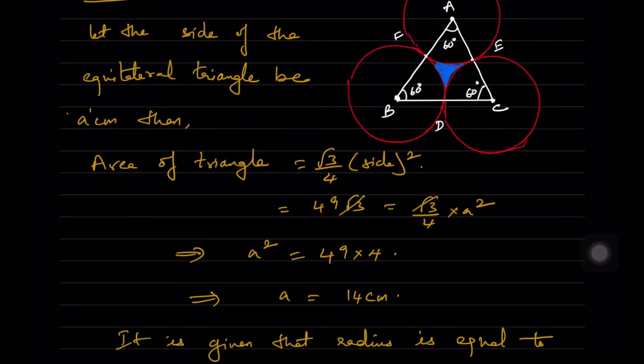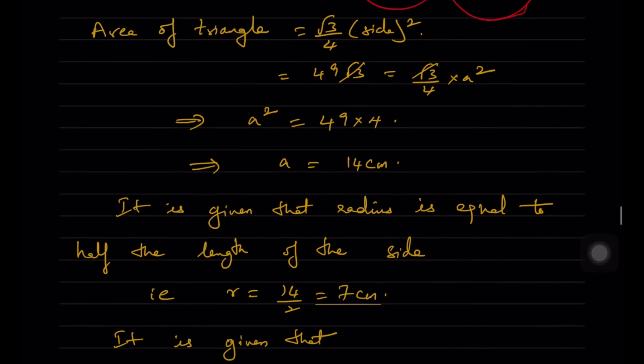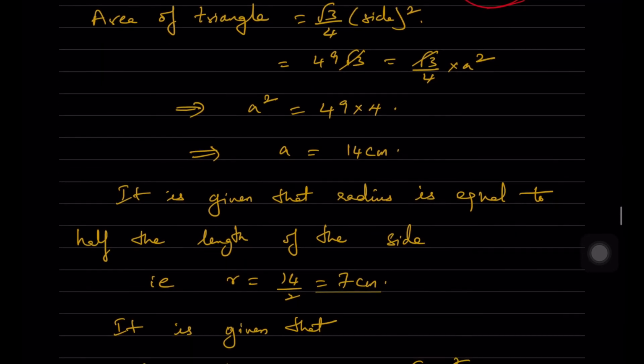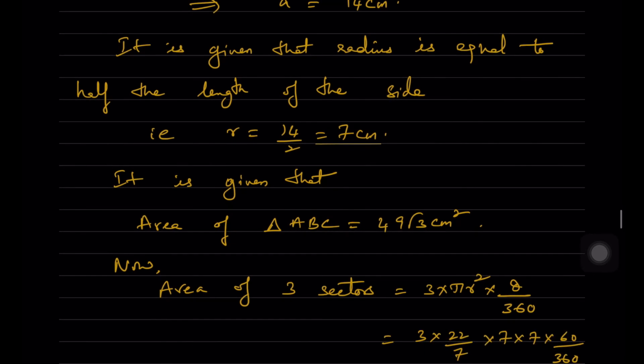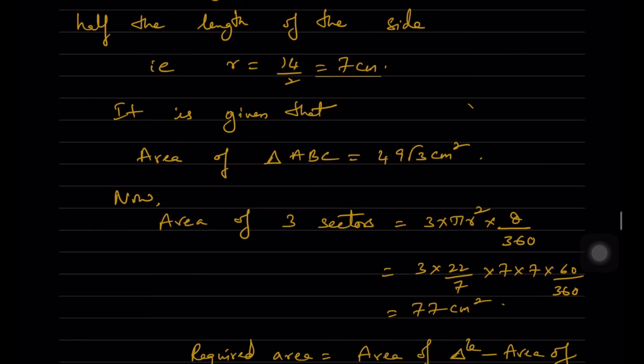So this implies that a square is equal to 49 root 3 is equal to root 3 by 4 into a square. So you are getting a square is equal to 49 into 4. So a is equal to 14 centimeters. It is given that radius is equal to half the length of the side. So r is equal to 14 by 2, which is equal to 7 centimeters. It's also given that the area of triangle ABC is equal to 49 root 3 centimeters square.